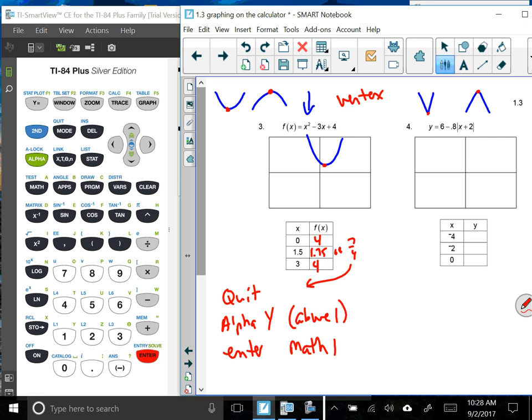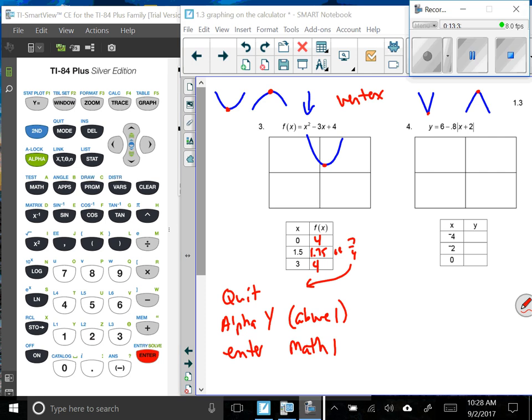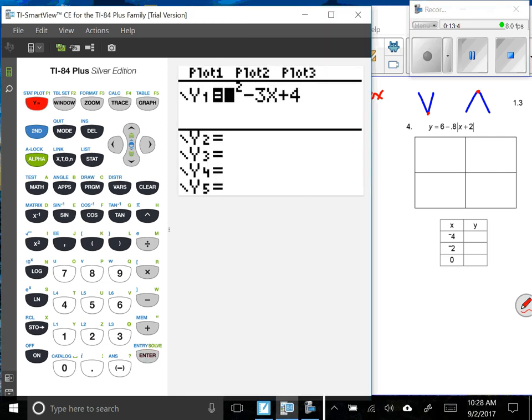I'm going to pause for just a second and let you try to get that one in by yourself and see if you can do all the steps that you need, and then start the recording back again. All right, we know this is going to be a V shape. So let's see if you got this one right.